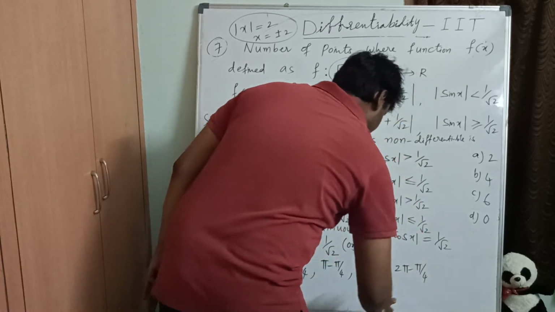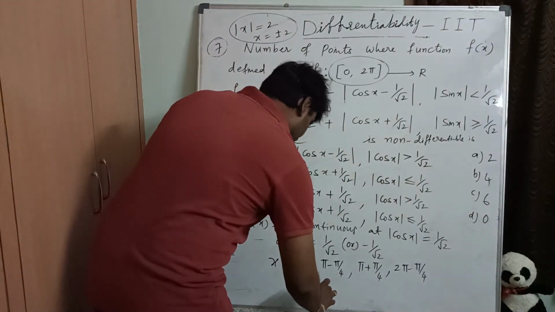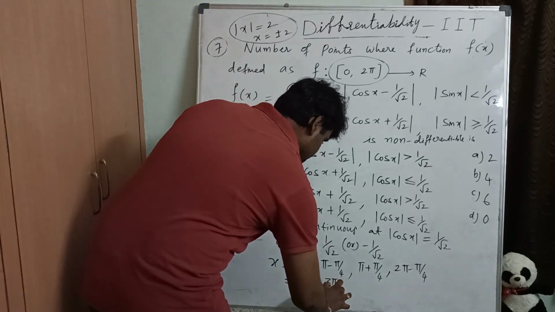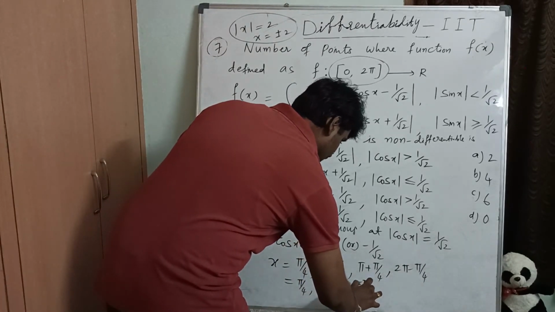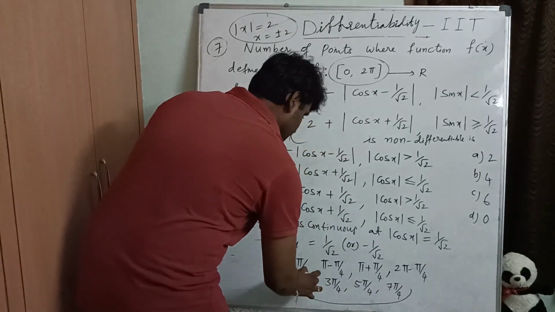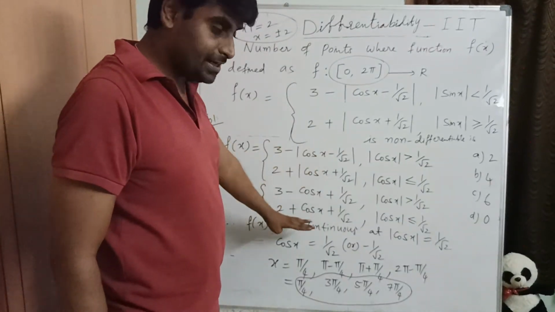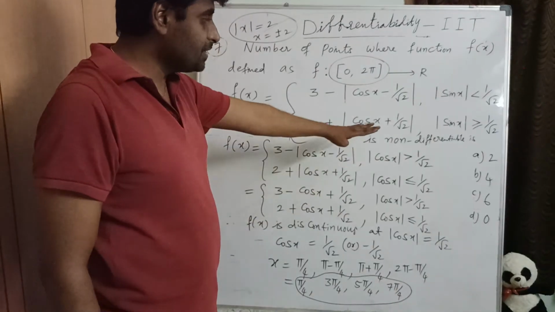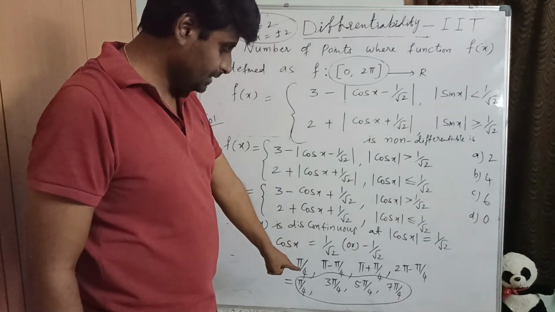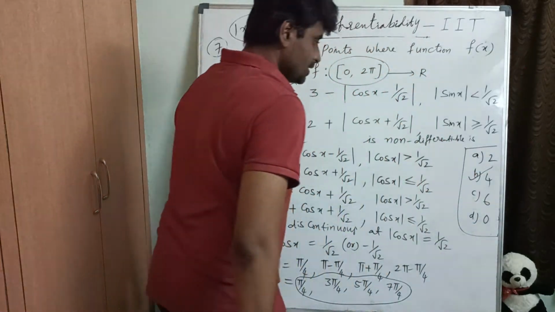So how many possible angles did we get? 4, correct? So what are those? Pi by 4, 3 pi by 4, 5 pi by 4 and 7 pi by 4. Clear? So these are the possible points where the function is discontinuous, not continuous and not differentiable. So how many points like that? We had 4. So which of the following options is correct here? Option B. So hope you have understood.